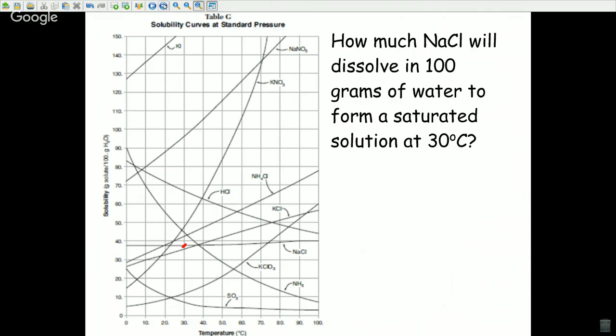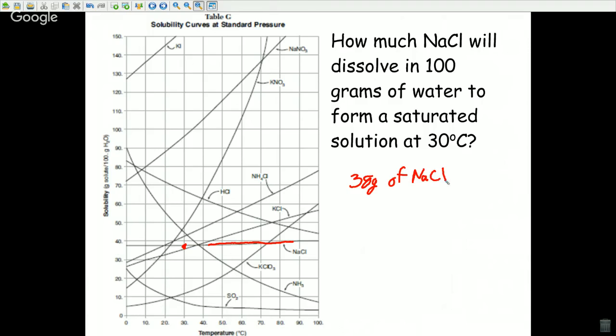So as an example, how much sodium chloride will dissolve in 100 grams of water to form a saturated solution at 30 degrees Celsius? So you start by going to 30, and then you go up till you hit the line for sodium chloride, which is this one right here. And one of the things to notice about sodium chloride is it becomes more soluble as temperature goes up, but not as much as the other substances. So anyway, at 30 degrees, you can dissolve about 38 grams.